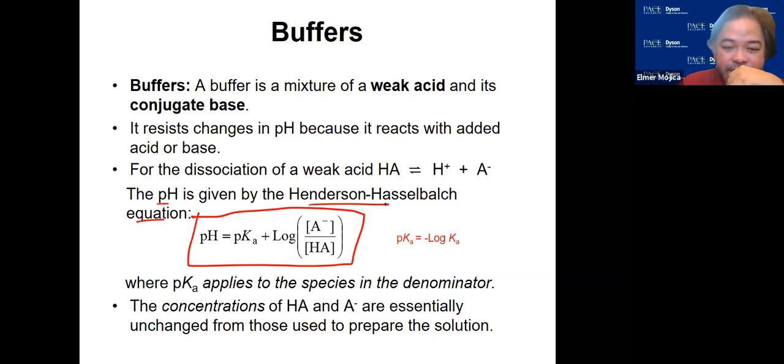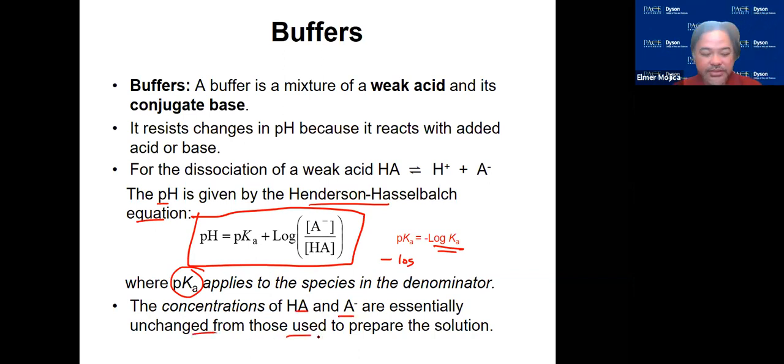If you look at this, pKa is usually the negative log of Ka. This is unique to a weak acid. So every weak acid has its own Ka value. And the concentrations of HA and A minus are essentially unchanged from those used to prepare the solution. So let's try to solve some buffer problems.